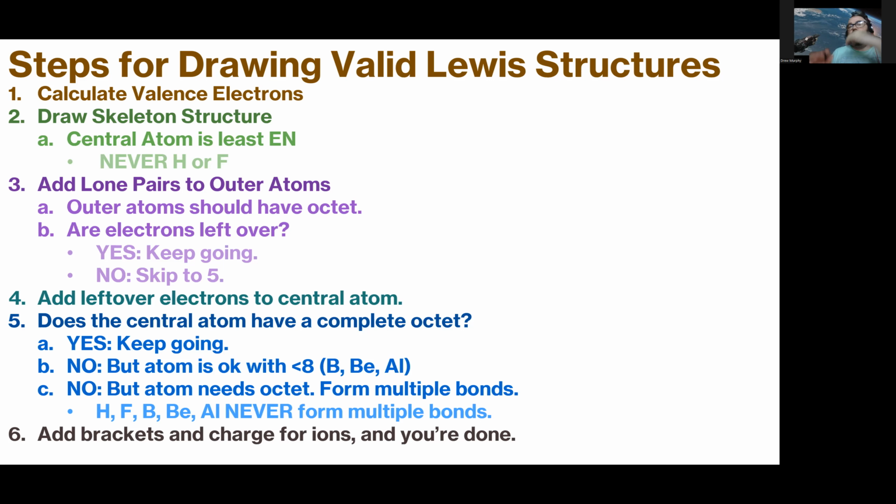Okay, let's run through this. Our first step, we have to calculate our valence electrons, because the valence electrons are in charge of the bonding. We're going to draw a skeleton structure, so we have to decide what the central atom is and connect everything together with single bonds. We'll add lone pairs to outer atoms and make sure all the outer atoms have an octet. We'll look for electrons that are left over, and then we'll check for completeness.